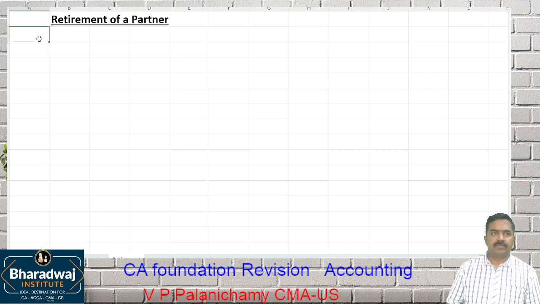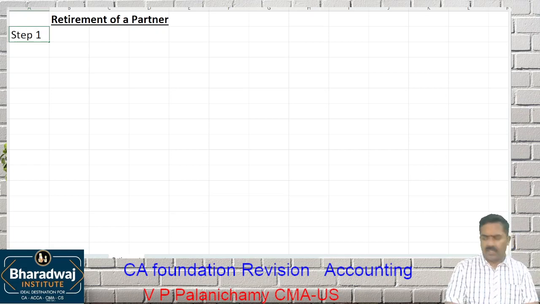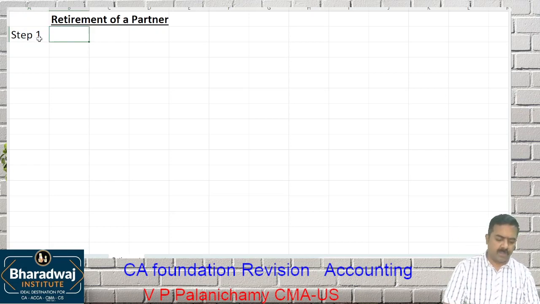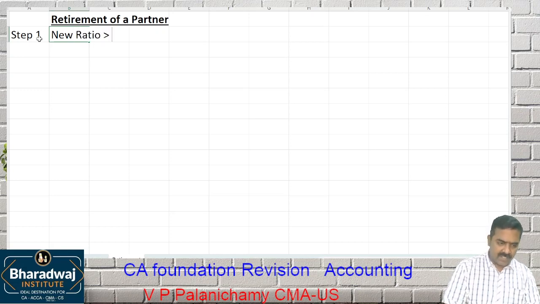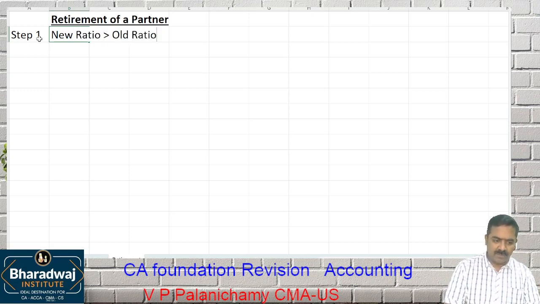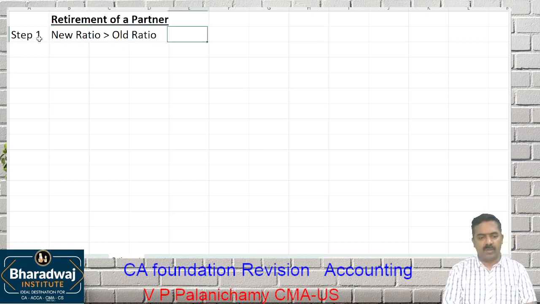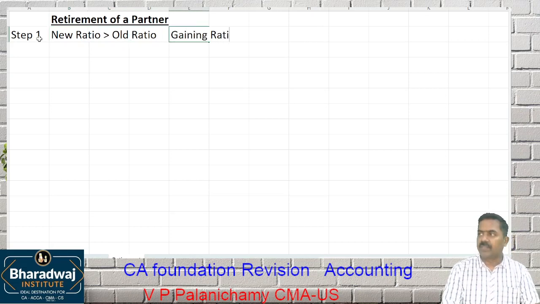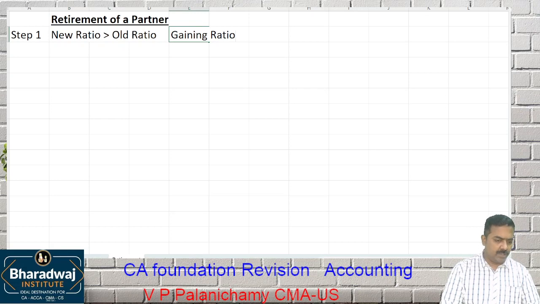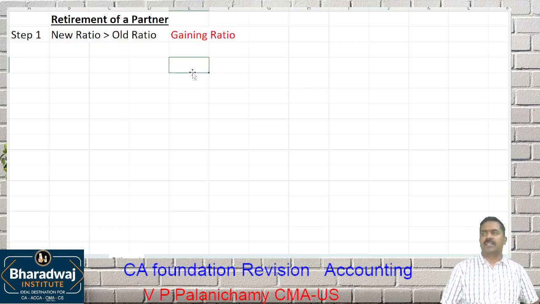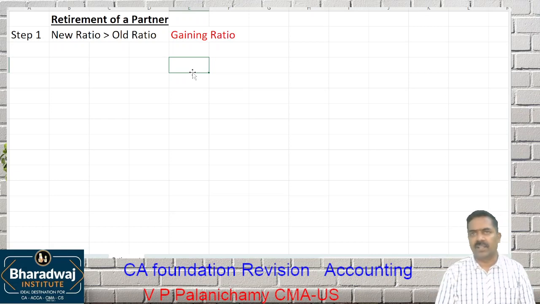Shall we start? Retirement of a partner. Listen to it. These steps, just to recollect. In case of retirement of a partner, what is the first thing that we work out? New ratio will be greater than old ratio. It will be called which ratio? Gaining ratio. New ratio minus old ratio will give us gaining ratio, because the retiring partner sacrifices and the continuing partners gain.